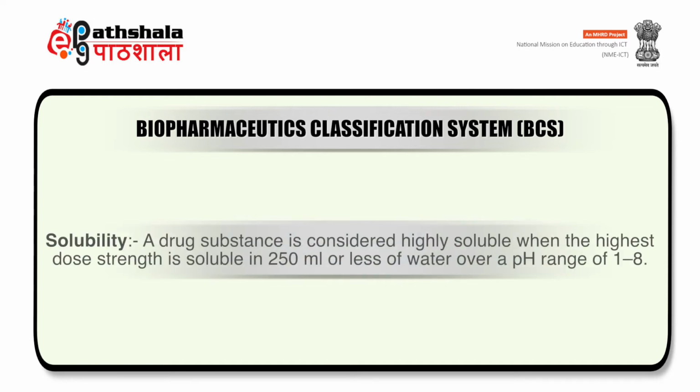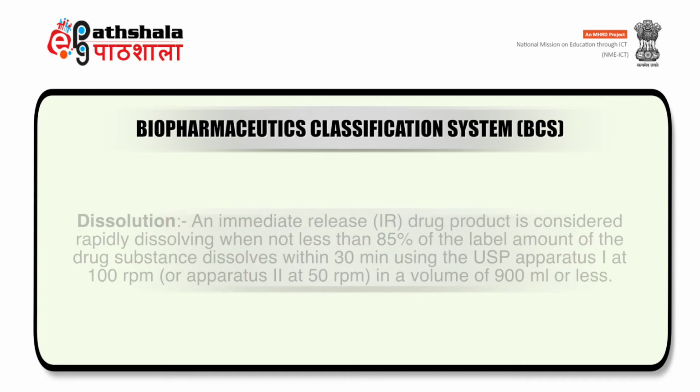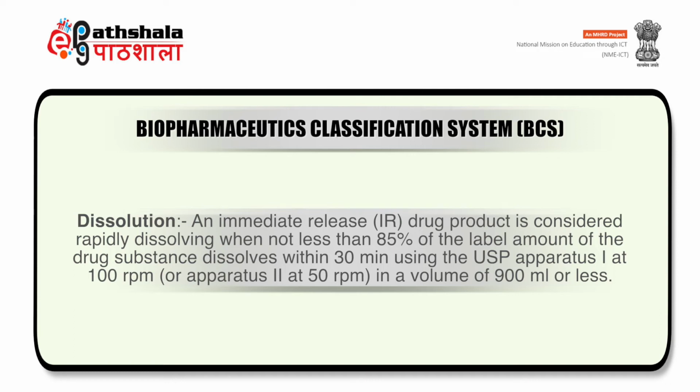A drug substance is considered highly soluble when the highest dose strength is soluble in 250 ml or less of water over a pH range of 1 to 8. Dissolution: an immediate release drug product is considered rapidly dissolving when not less than 85% of the labeled amount of the drug substance dissolves within 30 minutes using the USP apparatus 1 at 100 rpm or apparatus 2 at 50 rpm in a volume of 900 ml or less.